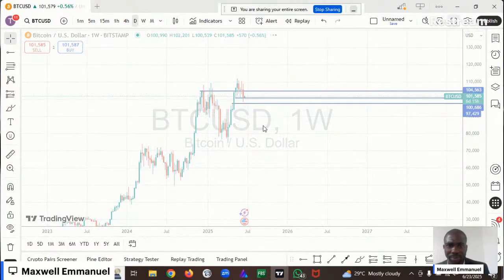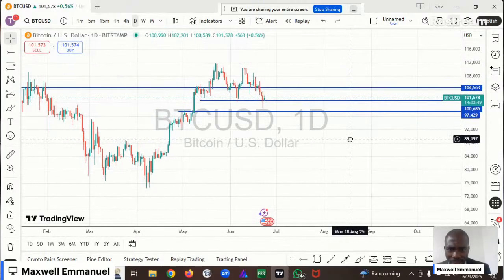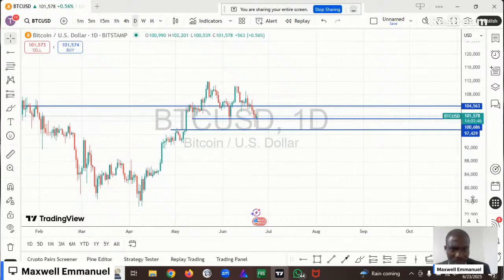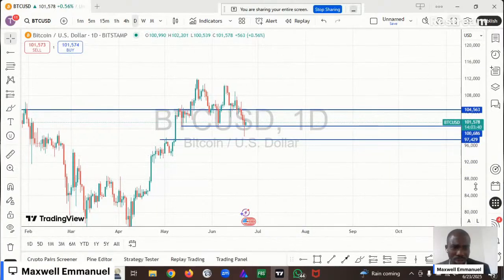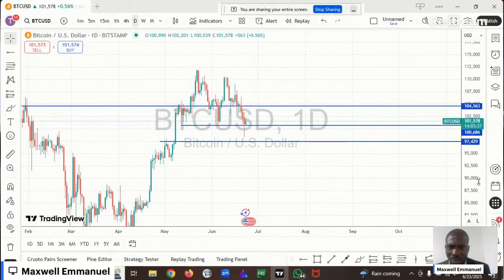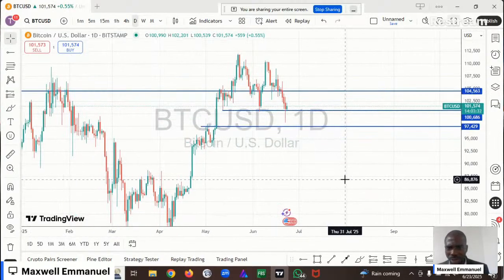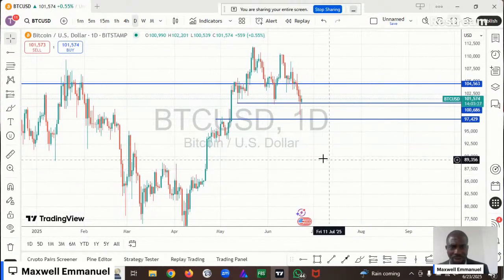Let's see what's happened on the daily time frame. Okay, so last Friday's candle closed as a hammer, a bearish hammer. If today's candle closes bullish, then we could look for buys on BTC USD. That is if today's candle closes bullish.